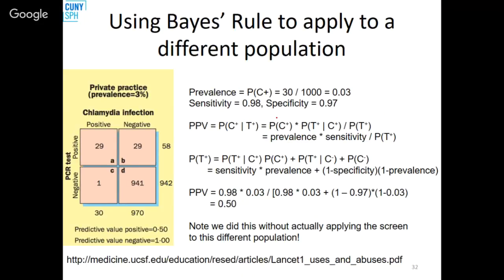And if you are going to a different population, all you need to know about that population is the prevalence of the disease. And you can recalculate the PPV and the NPV from the sensitivity and the specificity and the prevalence. And you'll get some practice doing that.